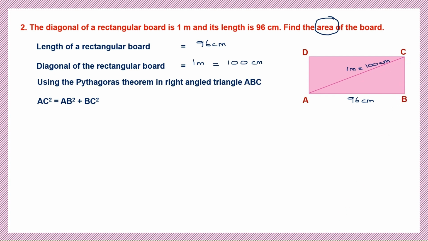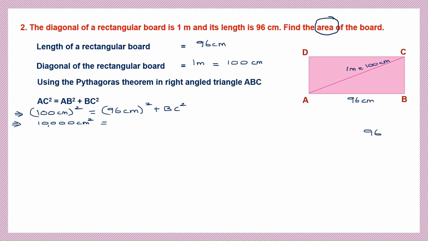So let's substitute the values and do it. So now this is going to become an equation. Now AC is 100 centimeters. Now this one's square is equal to AB. How much is AB? AB is 96 centimeters. So this square plus BC square, because BC is what we are going to find out. So now let's find the values of this. 100 centimeters square means 100 into 100, 10,000 centimeter square, and that is equal to 96 centimeters square.